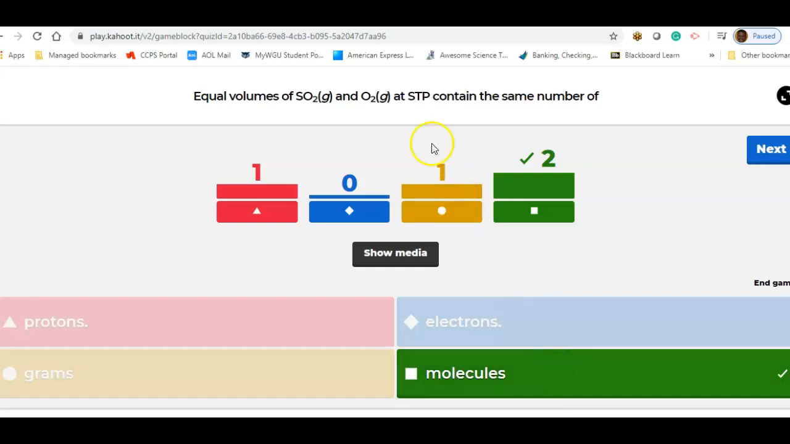This should be straightforward because it said equal volumes of SO2 and O2 gas at STP contain the same number of molecules. Not electrons, not protons, not grams. You should know that. It's the same number of molecules. That is, you're talking about Avogadro's number. 1 mole, molar volume. 1 mole of any gas contains the same number of molecules.